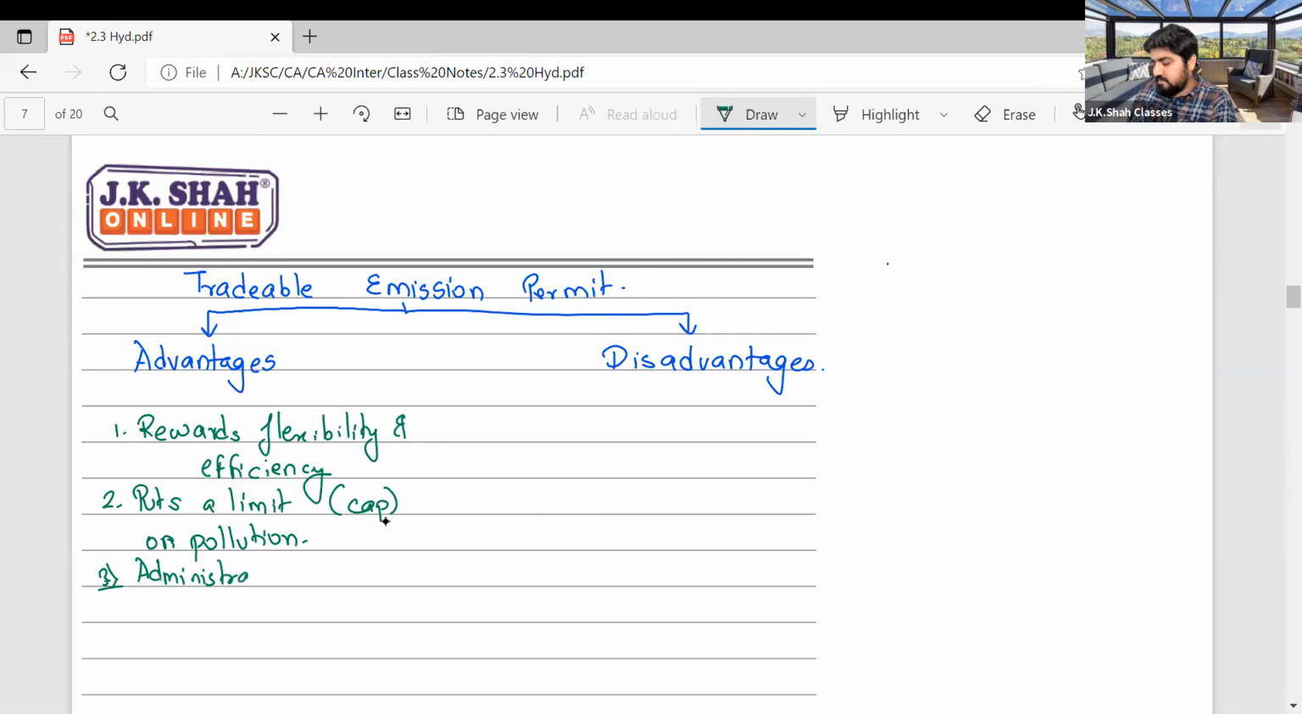Point number 3: administratively cheap and simple. It is very easy to implement, students, because government will give permission. So they will come and take the permission. You need not have administration cost for that. Next, leads to innovation.